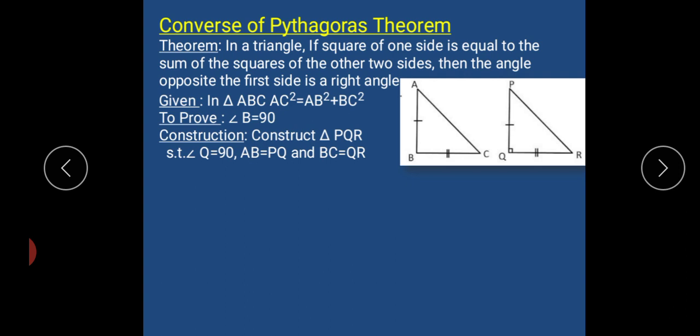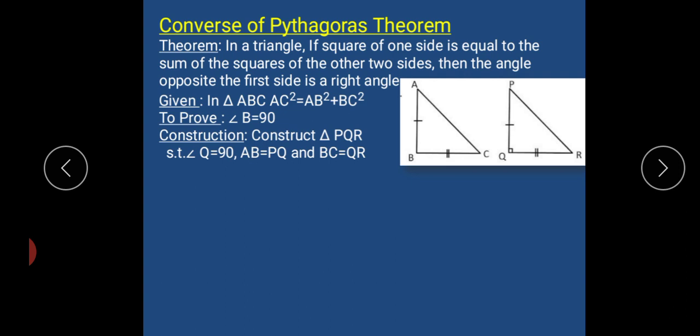But what we do is, we construct another triangle, PQR, which is a right angle triangle. Angle Q is equal to 90 and constructed in such a manner that AB is equal to PQ and BC is equal to QR. If we prove triangle ABC is congruent to triangle PQR, then angle B is equal to angle Q because they are the corresponding angles, and Q is 90, therefore B is also 90. This is the way we are going to prove the theorem.